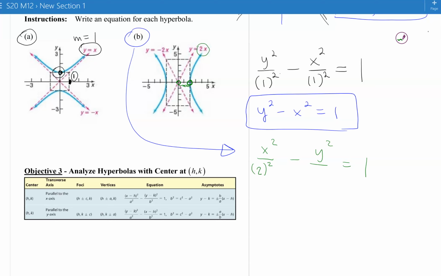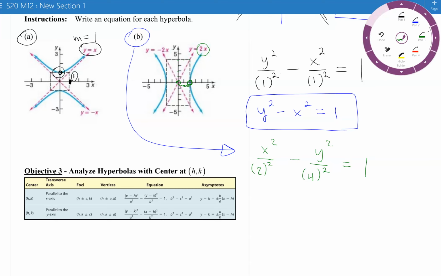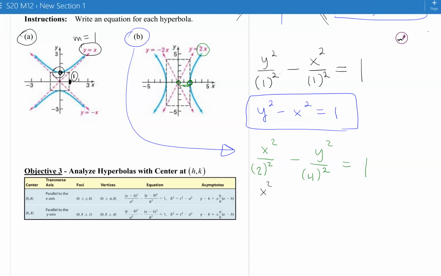Then the slope is 2. So we went up 1, 2, 3, 4 over 2 to get that slope of 2. So in the y direction, we went a distance of 4. So we need to divide the y squared by 4 squared. So your final answer would be x squared over 4 minus y squared over 16 equals 1.